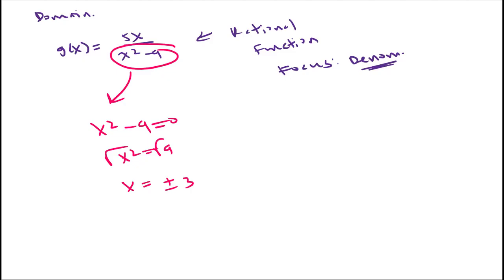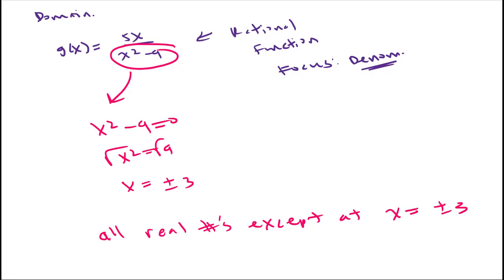So what does that mean? That means that all numbers are going to work except at x equals plus or minus 3. So the domain is all real numbers except at x equals plus or minus 3. If you plug it in, if you put a plus 3 in there, you get 3 squared, which is 9, minus 9 is 0. And negative 3 squared, which is 9, minus 9 is equal to 0. So that's the domain.